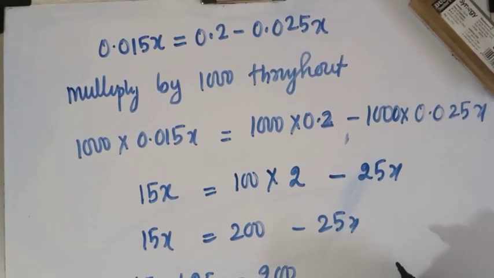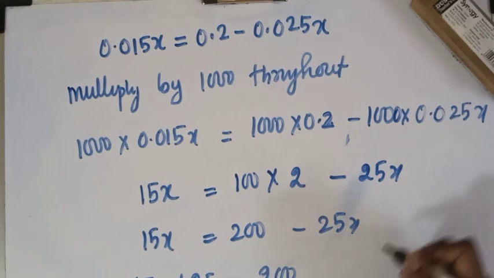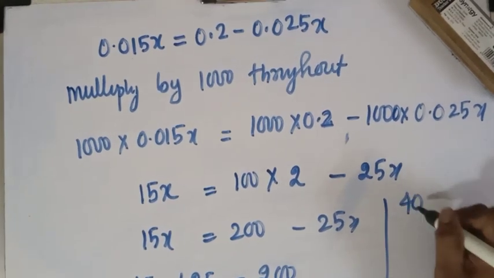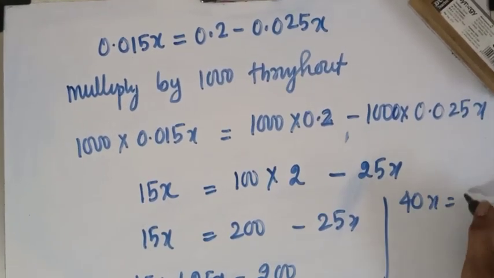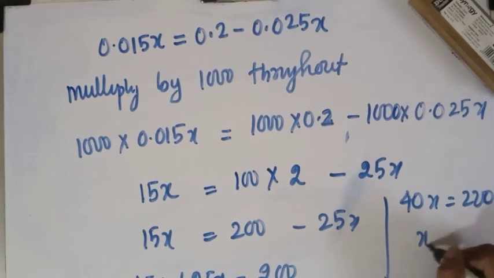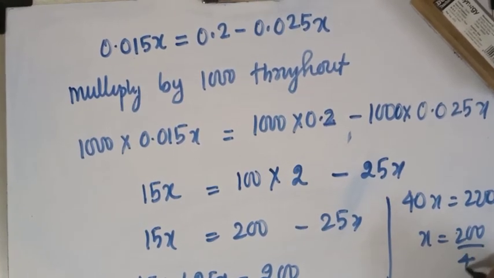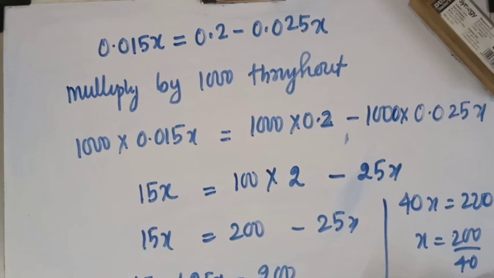Okay, now 15 plus 25 is how much? 40. So 40x is equals to 200. So x is equals to 200 divided by 40. x is equals to 5.